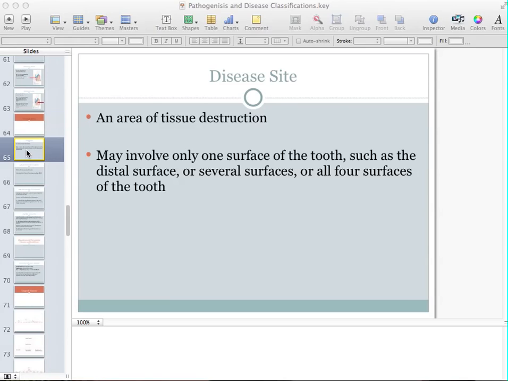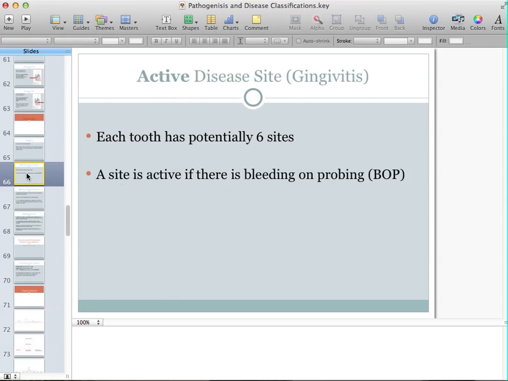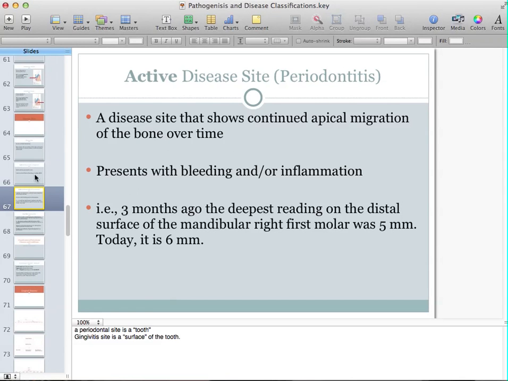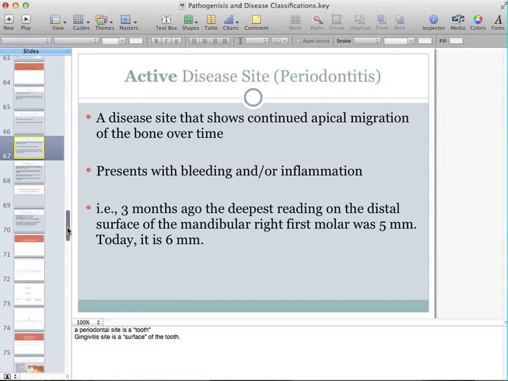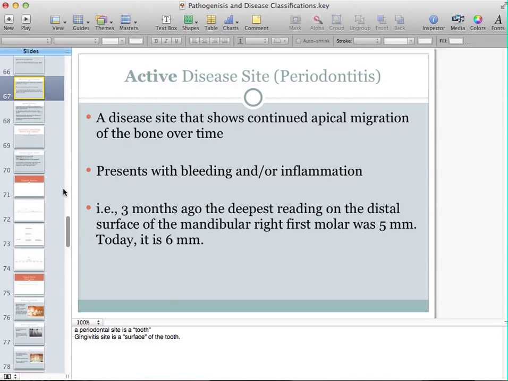Disease sites. A disease site is an area of tissue destruction. It may involve only one surface of the tooth or several surfaces. Active disease site, such as gingivitis. Each tooth has potentially 6 sites. A site is active if there is bleeding on probing. So, disease sites in gingivitis, there's 6 sites, right?